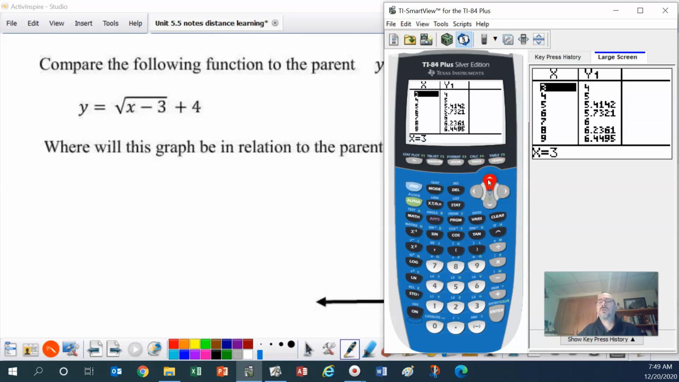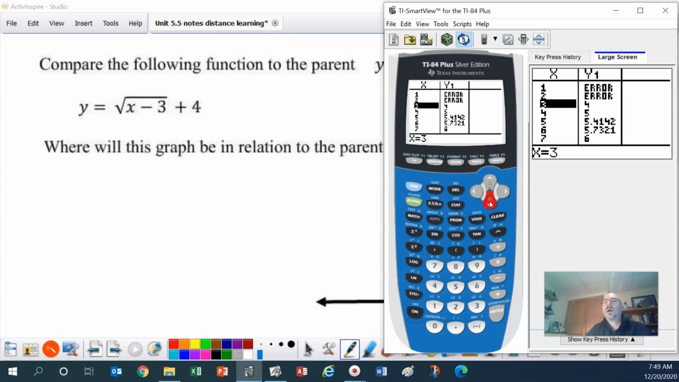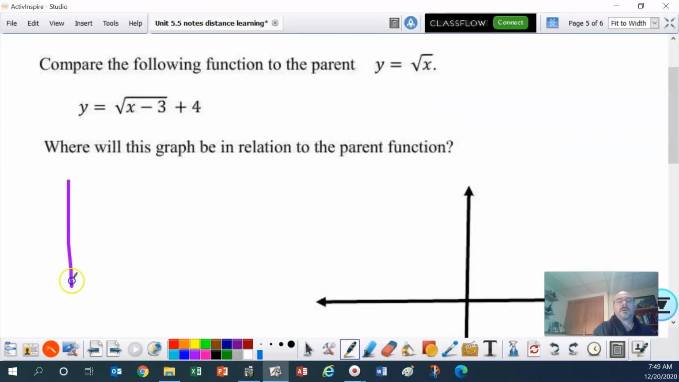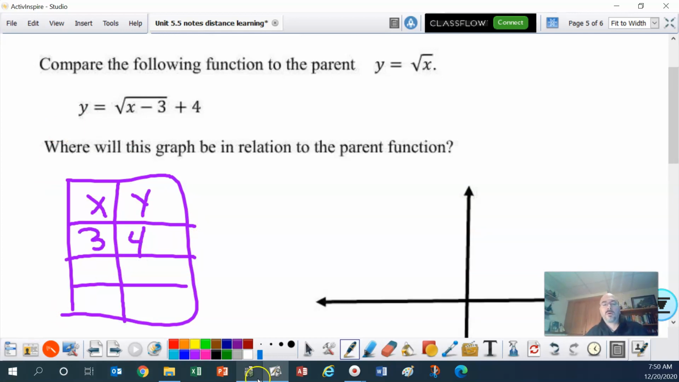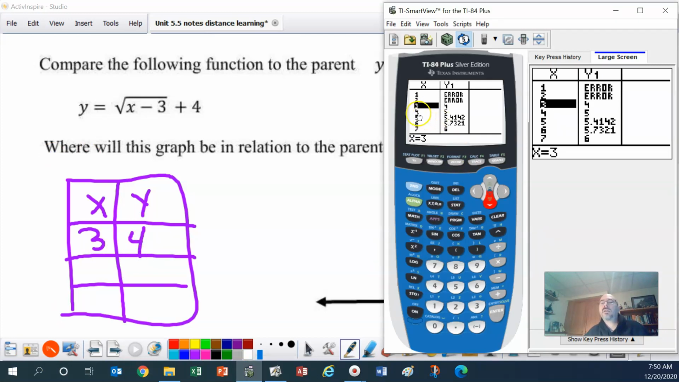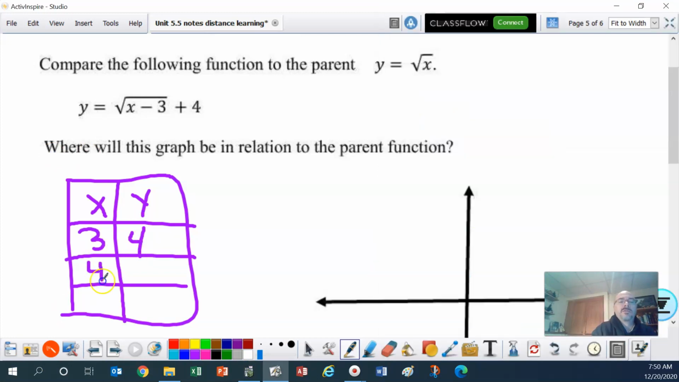I could make a table with this, couldn't I? Oh, notice there are error messages. That's a good sign. So let's see. After the error messages, it looks like it starts at 3, 4. So I'm going to go ahead and make a little table here, even though I didn't put one on here, and I'm only going to do a few points. The first dot is a 3, 4, and the next one is 4, 5. Really, I don't need any more than that.